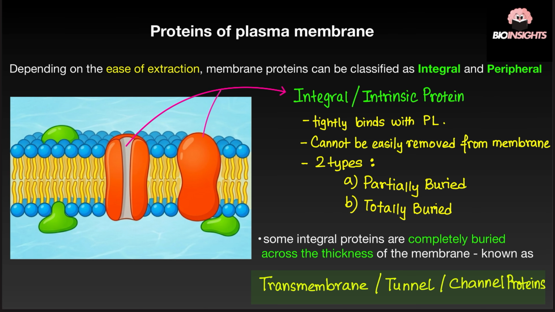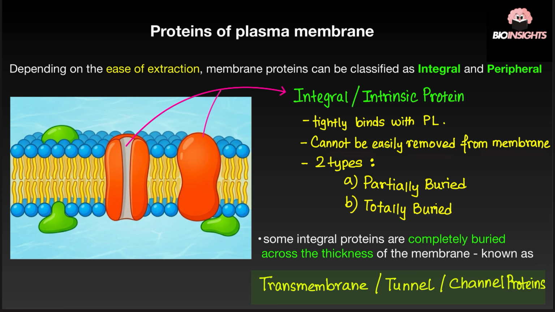Biochemical studies revealed the presence of different types of proteins in the lipid bilayer. Now, depending on the ease of extraction, the membrane proteins can be classified as integral and peripheral proteins. The integral, also known as the intrinsic proteins, are tightly bound to the phospholipid bilayer. Here we can see an integral or intrinsic protein. Because they are tightly bound to the phospholipid bilayer, they cannot be easily removed from the membrane.